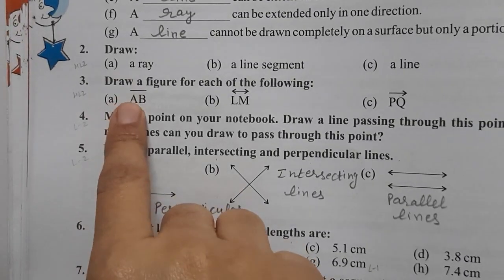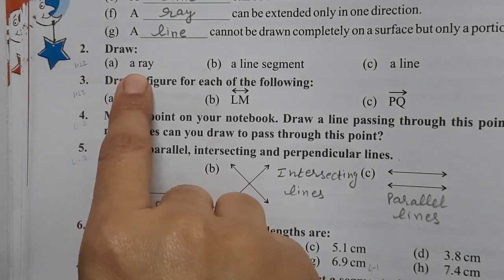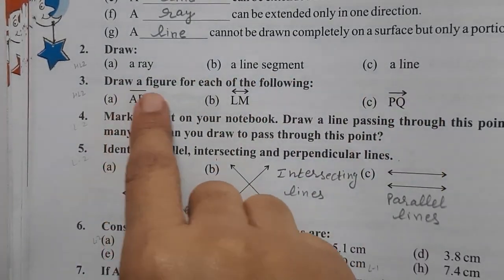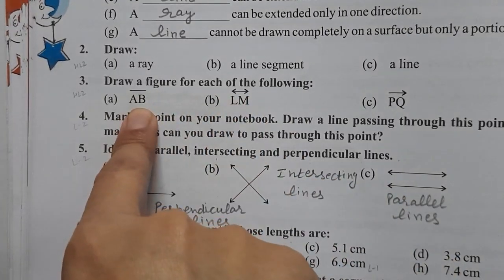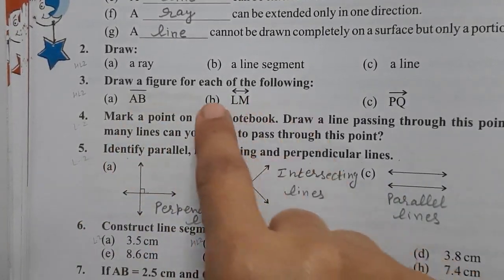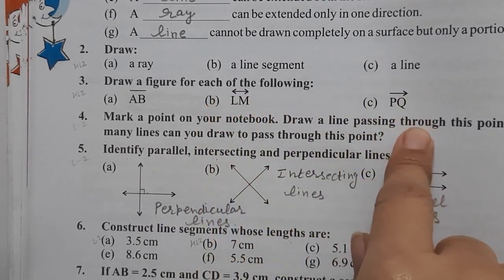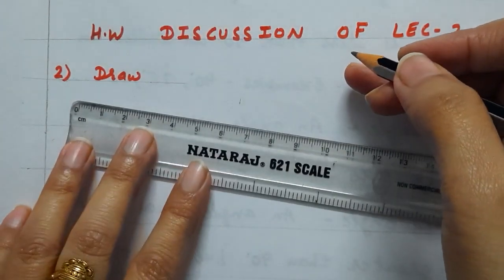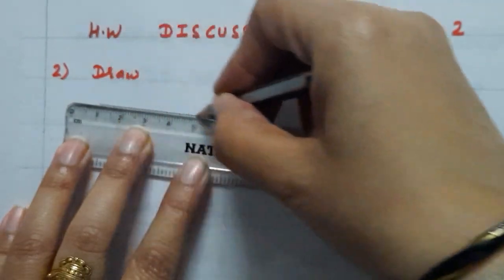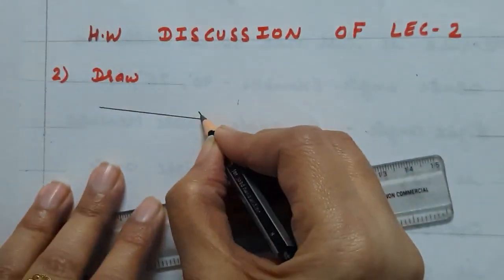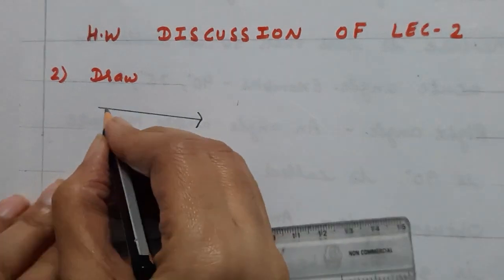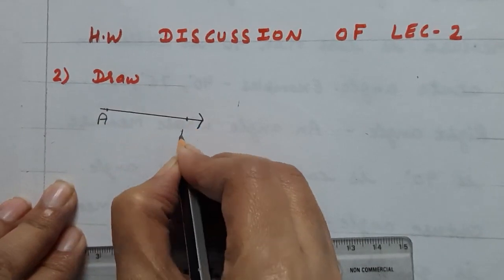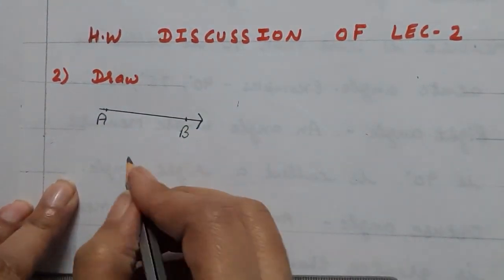Here question number 2 and 3 were given in the homework. Question 2 is draw a ray, a line segment, a line. Draw a figure. So we will draw. First part is draw a ray. So you know how to draw a ray. This is a ray. Naming, you can take any name. A, B. It is ray.